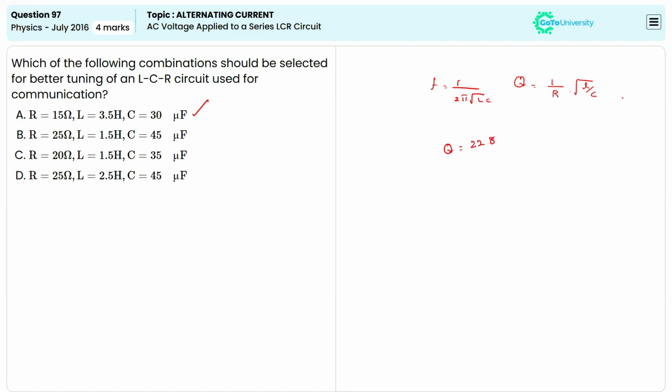In the case of option B, if we apply the values, the value of Q will be equal to 7.28. Similarly, when we apply option C, we will get the answer of 10.35. When we apply option D, we will get the answer as 9.4. So when we compare all the values, we can say option A is giving the maximum value. So the correct answer here will be option A. Let me show you the next question.